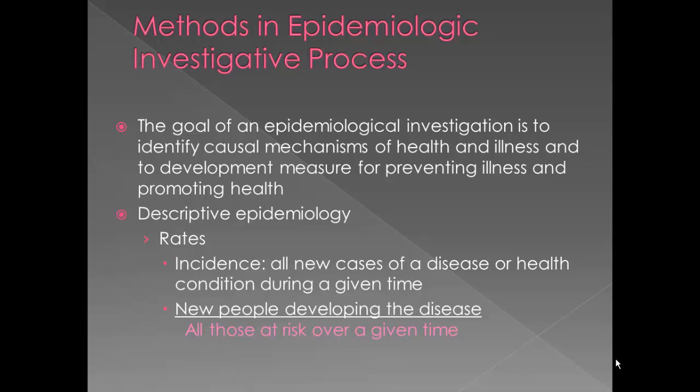Incidence is all new cases of a disease or a health condition during a given time. It is the new people developing a disease over all of those at risk of a given disease. So if we take cervical cancer as an example, you might want to look at the number of new people developing cervical cancer during a 1-month period of time over all of those people at risk during that given period of time, say a month.